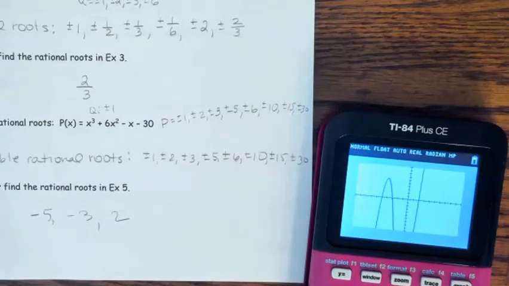So that's the rational zero test or rational root test. So it's really easy as long as you understand how to find factors. So the next video would be on the second part of section 2.5, which is Descartes' rule of signs.